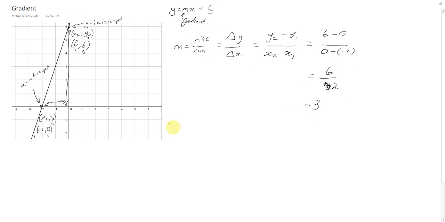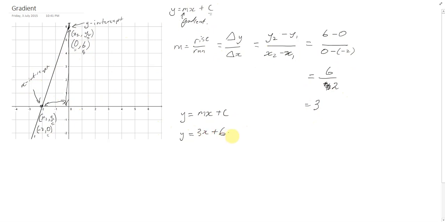So if we're using our equation for a linear graph, well, we can put our 3 in for the m, and c we know is the y-intercept, which is 6. We can see that on our graph. So I can just write down my equation now.